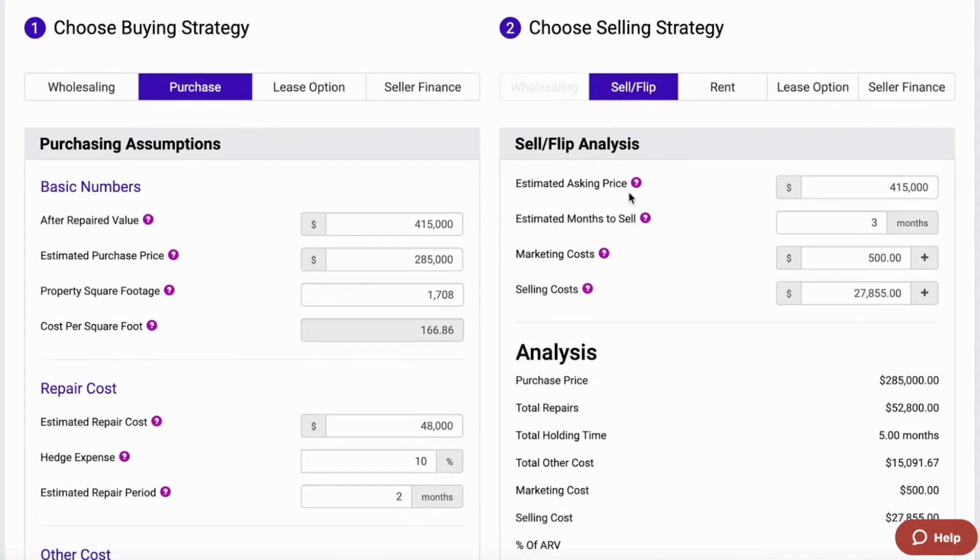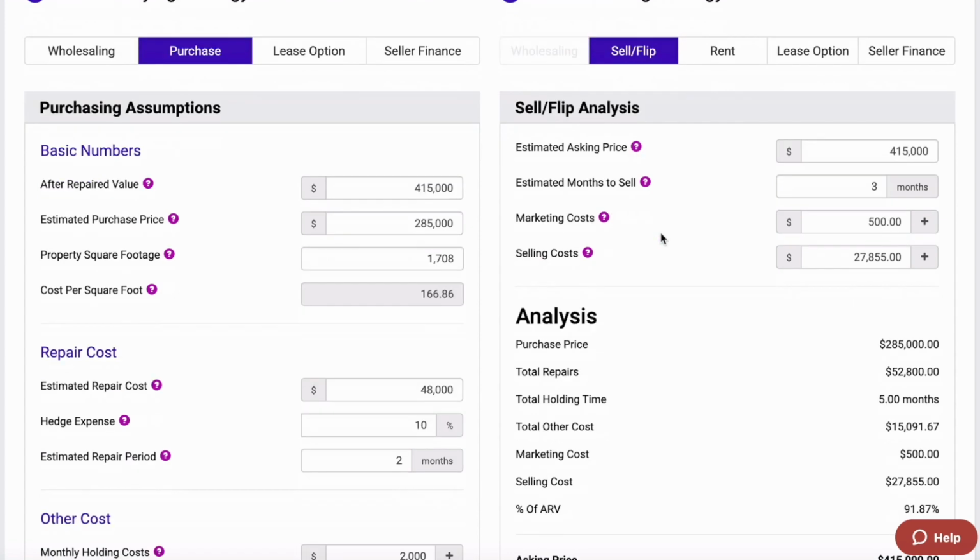So the very first thing, estimated asking price, $415. That's assuming that, hey, somebody just comes in, full price offer. You know as well as I do that usually does not happen, so you can adjust this accordingly. Estimated months to sell. So not only 2 months to fix the property up, I'm also calculating 3 months, just a precautionary on selling it.